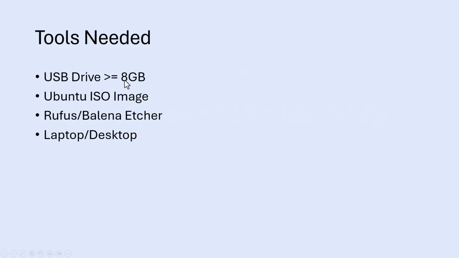Here are the tools that you need to get this installation done. You need a USB drive which is 8 GB or greater, and also you need the Ubuntu ISO image. Also you need Rufus or Etcher software to create a bootable USB drive, and also you need a laptop or desktop to do the installation.